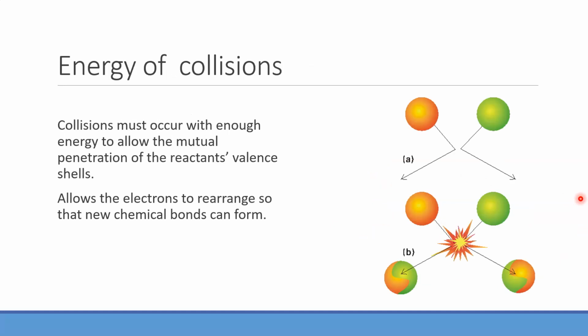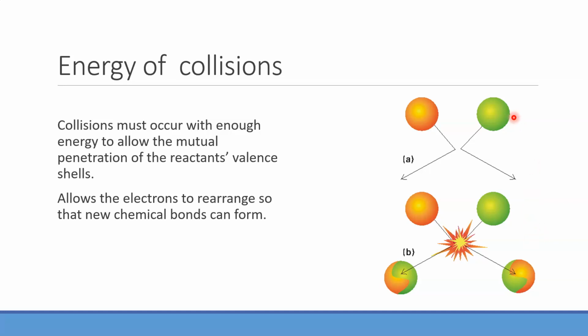Finally, we have to consider the energy of collisions. Collisions have to occur with enough energy to allow mutual penetration of the reactant's valence shells. So in other words, you have this atom here and you have valence electrons. And you have this atom here and you have valence electrons. When they collide, there needs to be enough overlap between the two so that they can share electrons. And that is where the chemical bond forms. So the energy of the collision has to be high enough in order for this to happen.